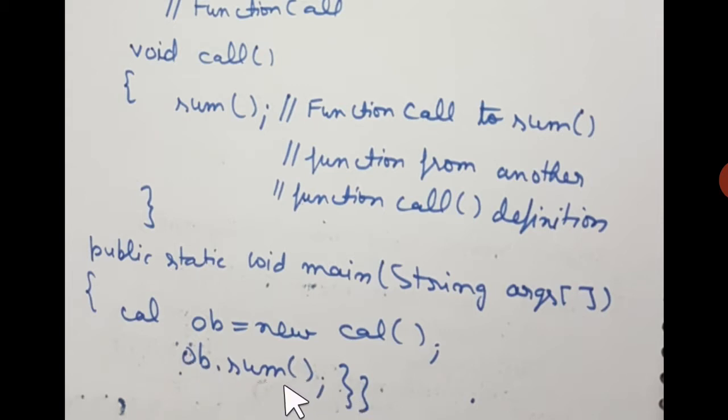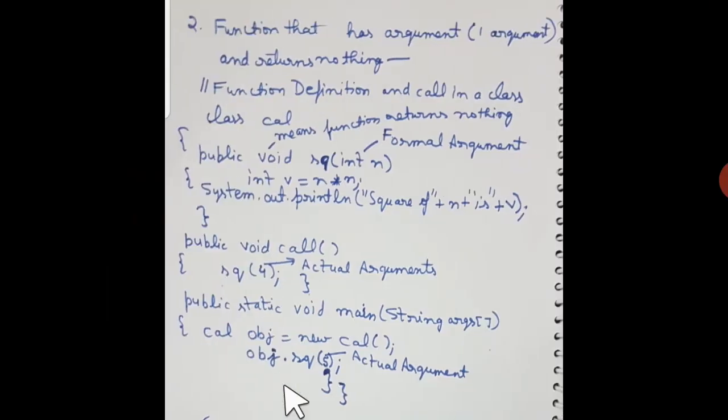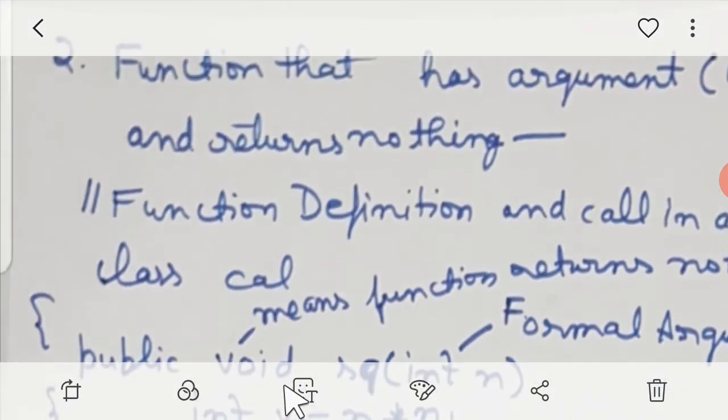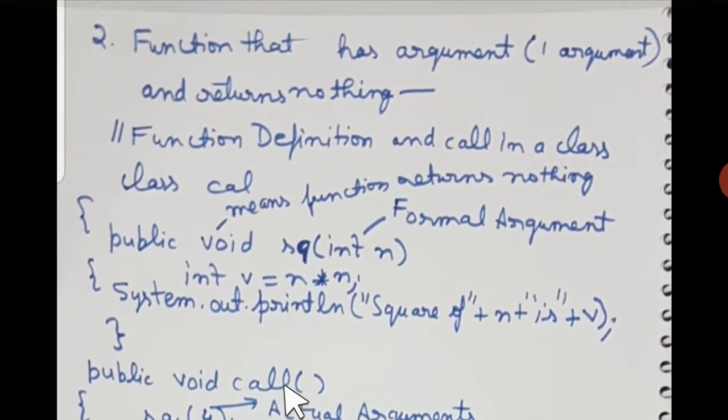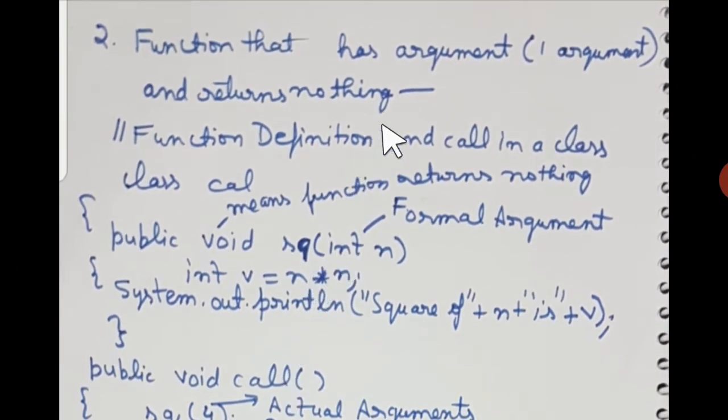Please practice it well. So this is the first type of function definition and its different ways of calling. Now students, the second method I move to. The second form is a function that has an argument. This time I have introduced one argument to the function definition, but still it returns nothing. So obviously the return type will be void.